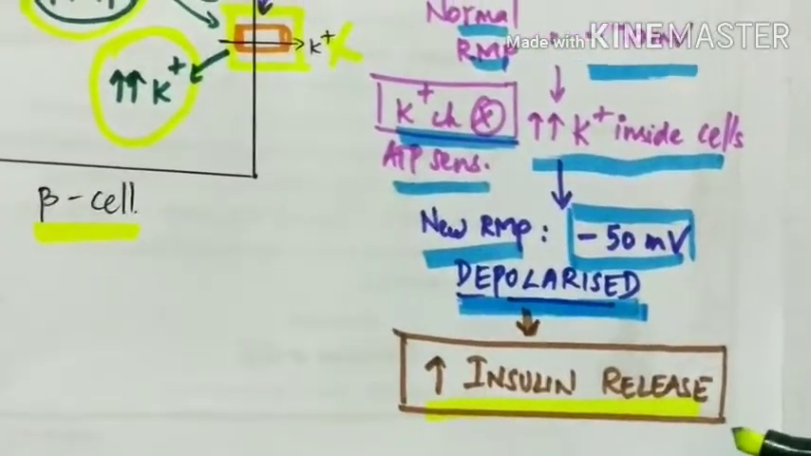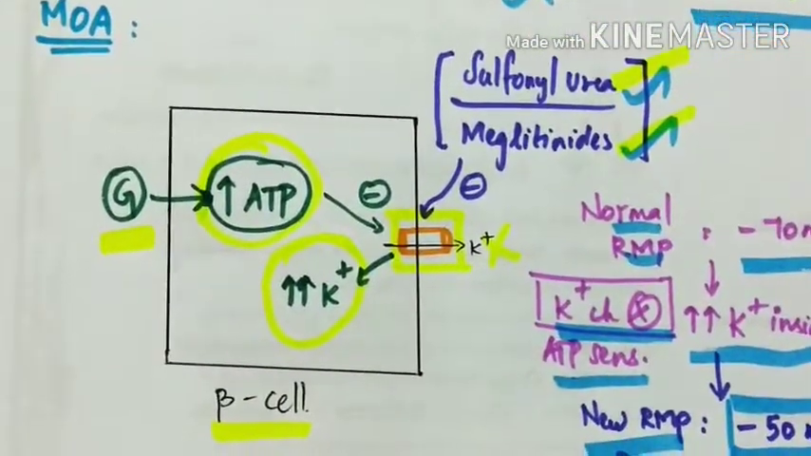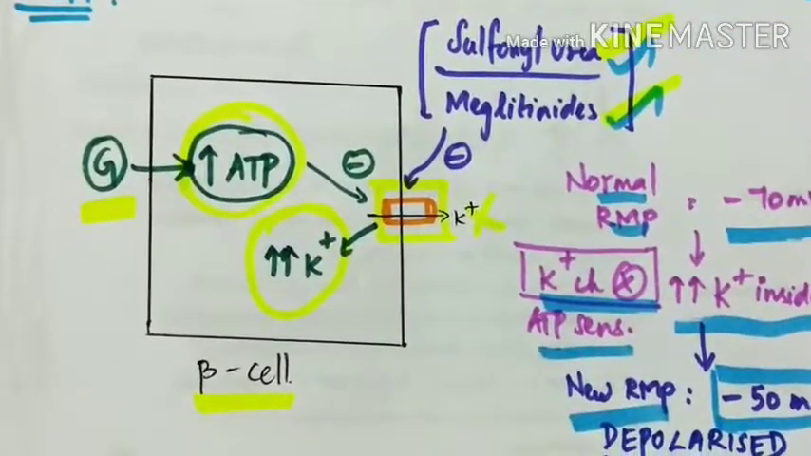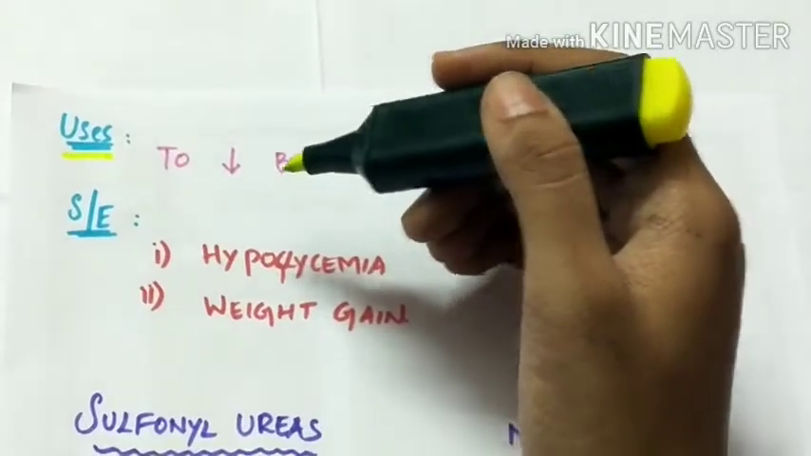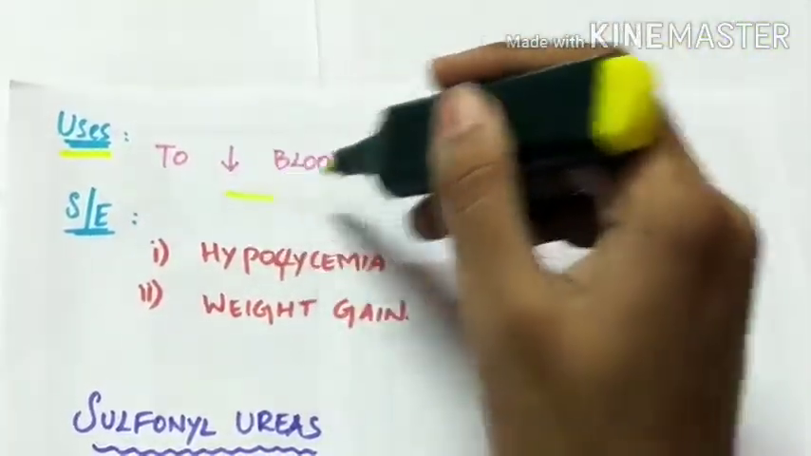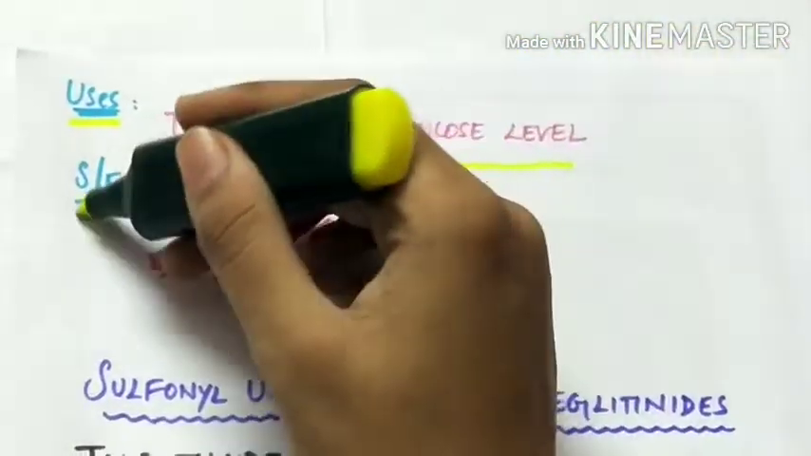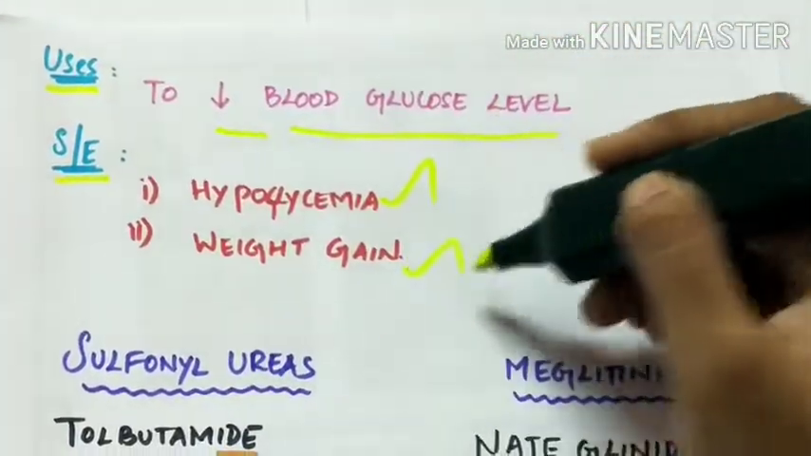By this mechanism, the sulfonylurea and meglitinides increase the insulin release and hence act as oral anti-diabetic drugs. The uses of sulfonylurea and meglitinides: they are used to decrease blood glucose level. This is obvious, and the side effects caused by them are hypoglycemia and weight gain.